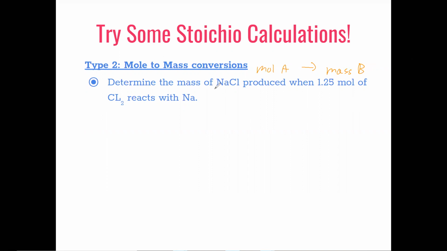Determine the mass of sodium chloride produced when 1.25 moles of chlorine reacts with sodium. So this one's said a little bit backwards. We know that sodium chloride is going to be produced because the problem tells us. We also know that sodium is going to react with chlorine. Chlorine, it tells us, is Cl2, even though we could have figured that out because it is a diatomic element, and that is our skeleton equation.